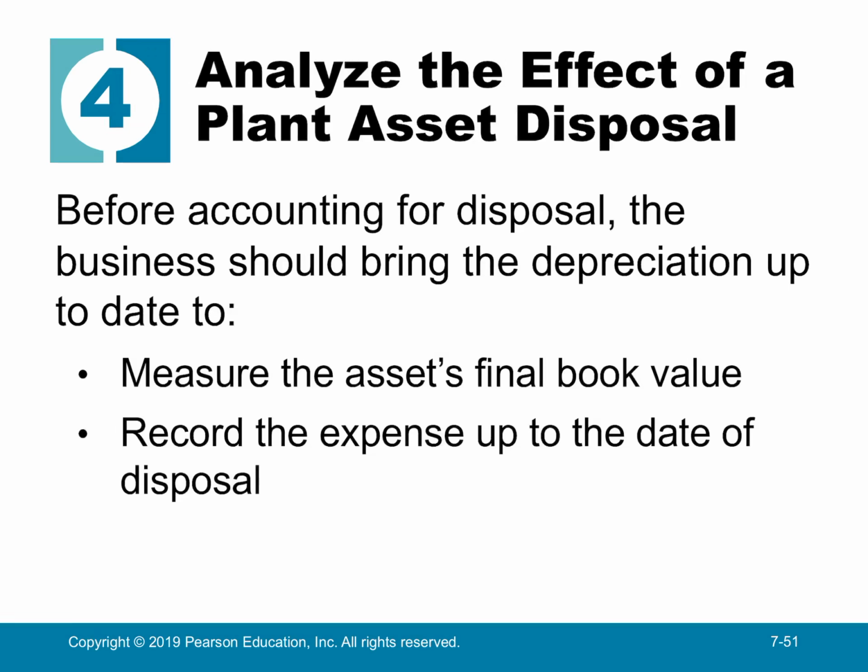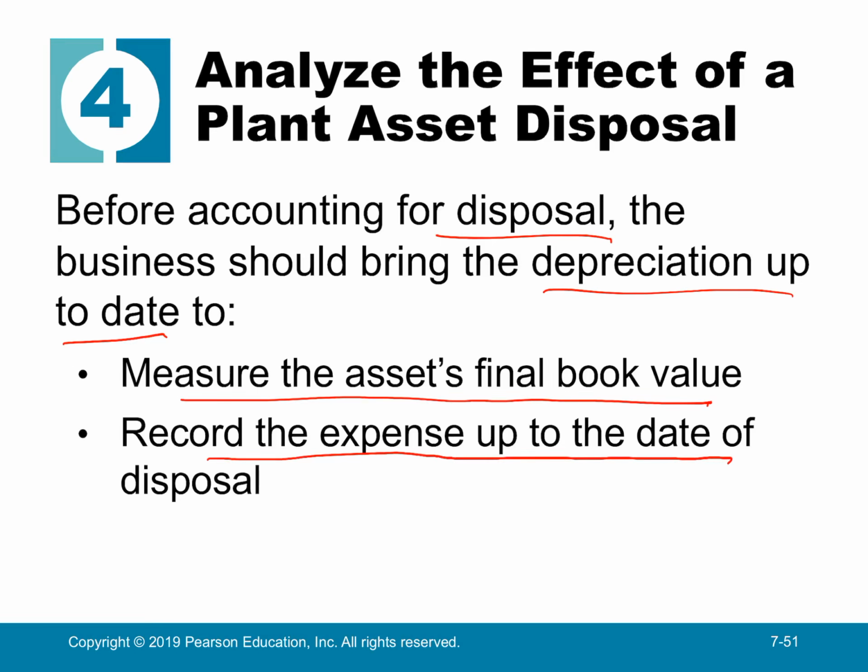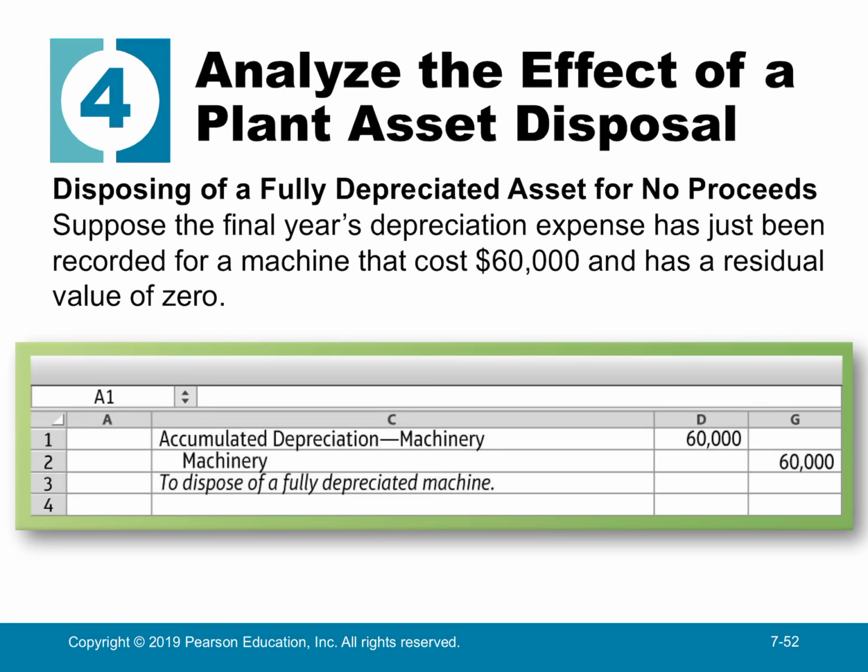So let's look at that here. Before we dispose of the asset, we need to bring the depreciation up to date, right? Meaning we need to run depreciation up to the moment we're going to get rid of it. That way we get the asset's final book value and we can record the depreciation expense up to the date of the disposal.